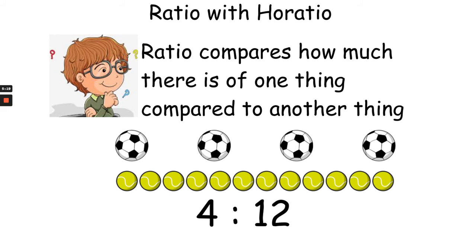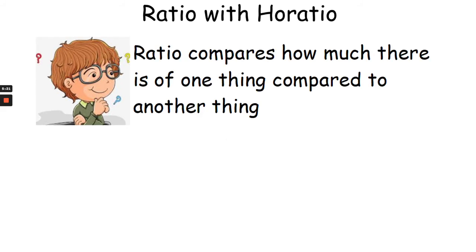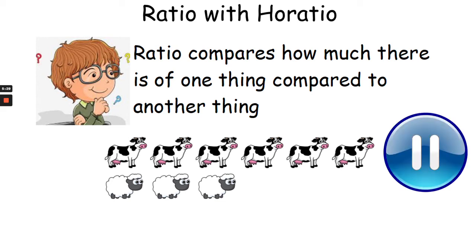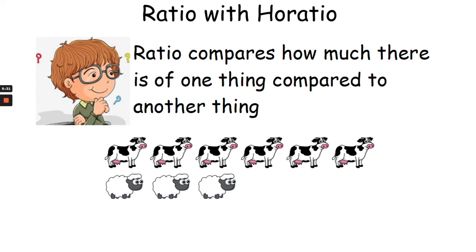All right, now your turn. Let's use ratio to compare these cows and these sheep. I want you to pause the video and write the ratio of cows to sheep. Okay, let's have a go. 2, 4, 6. There are 6 cows. 1, 2, 3. There are 3 sheep. The ratio of cows to sheep, 6 to 3. Great job if you've got that and you remembered your colon to compare them.